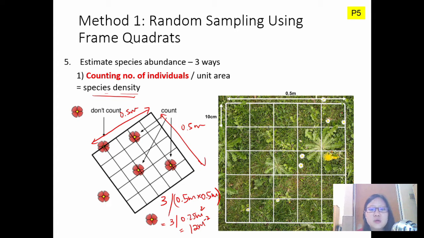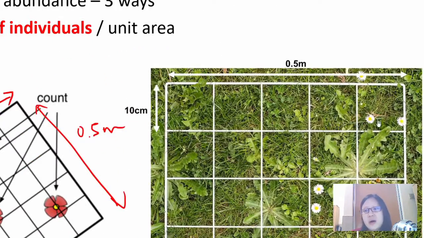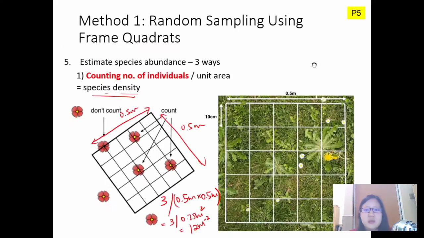How about here? We can do one more example here. In this case, we'll count the number of daisies. This daisy seems to be slightly on the boundary. I don't think we'll count it, I guess. That's sort of subjective as well, right? A bit annoying.